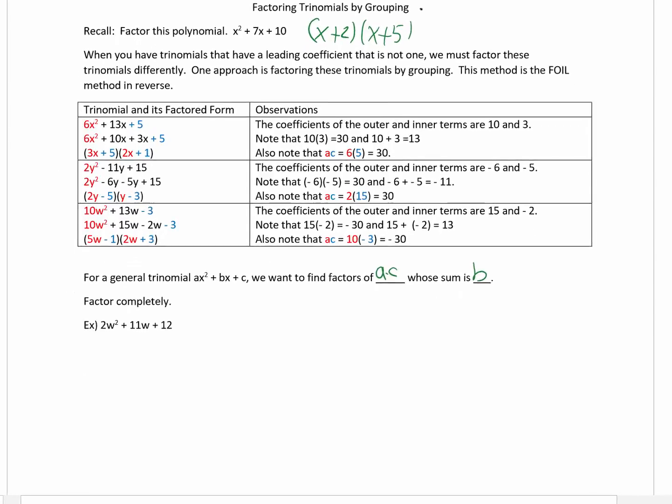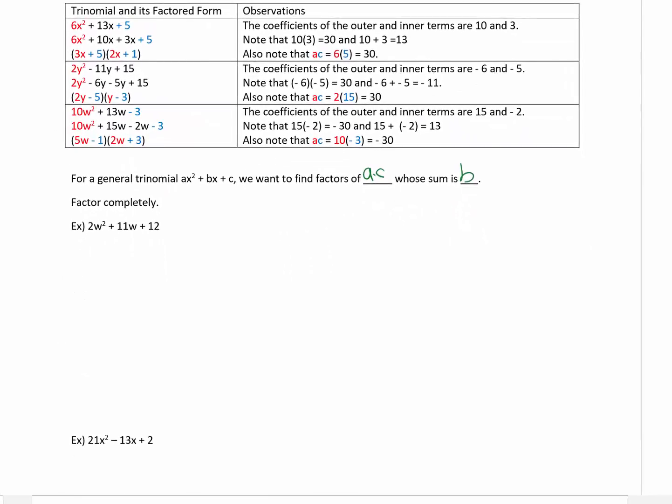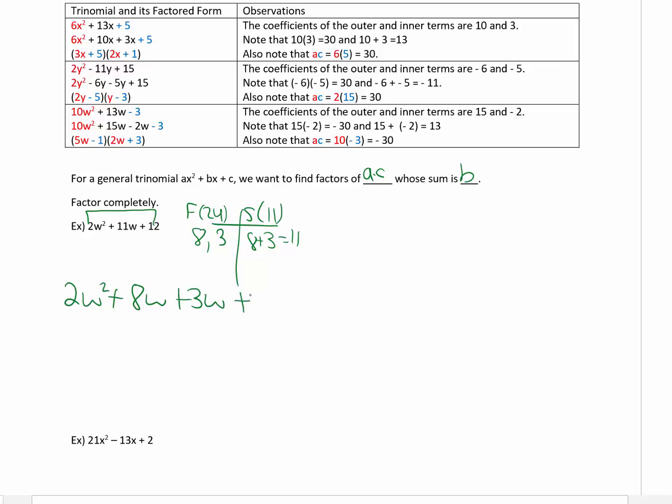Okay, so let's take a look at a couple of these then. I want to factor completely. So the first thing I want to do is ask, is there a greatest common factor I can take out of all the terms other than 1? In this case, no. So I want to find factors of 2 times 12, which is 24, whose sum is 11. In this case, 8 times 3 is 24, and 8 plus 3 is 11. So what am I going to do? I'll rewrite 2w squared, but now I'll put plus 8w plus 3w. That replaces the 11w because 8w plus 3w is 11w, and then plus 12.